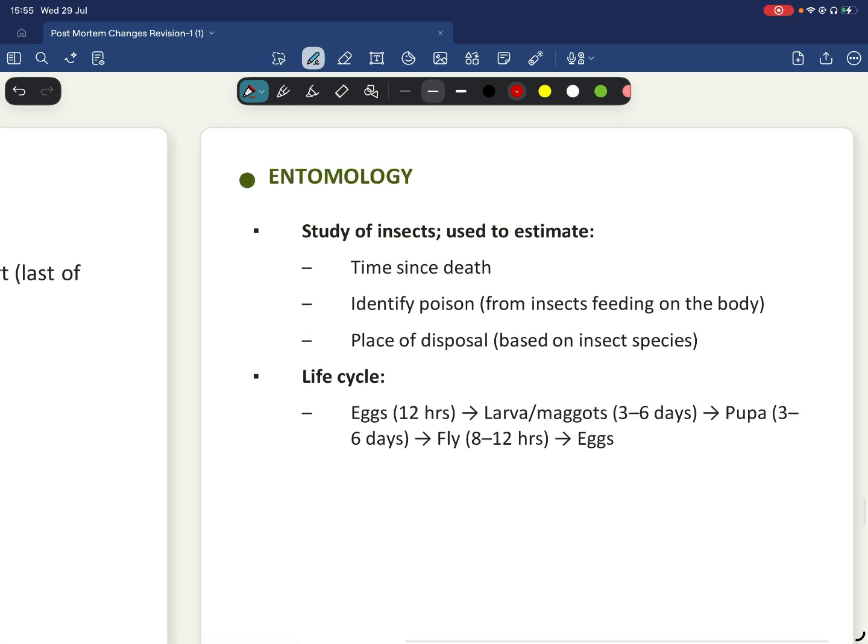Entomology is defined as the study of insects used to estimate time since death, identification of poison, and place of disposal based on the insect species.